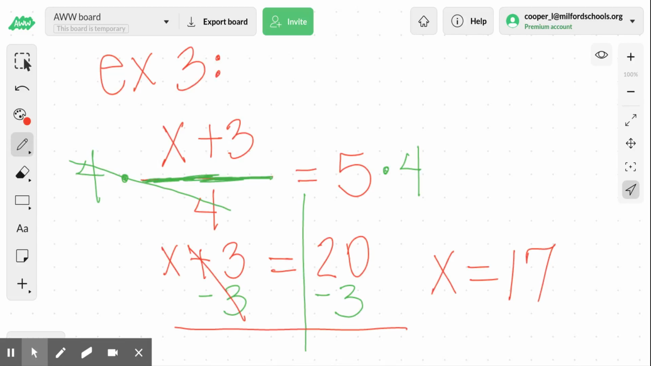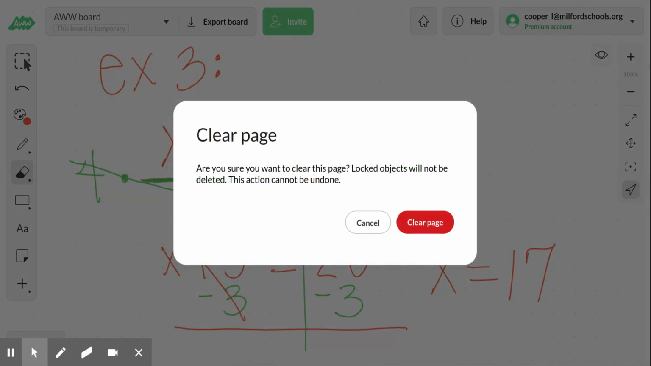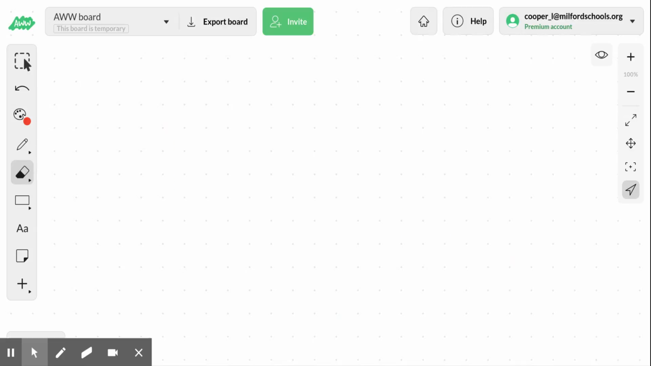So those are your 3 examples of things that you're probably going to see on a quiz or a test, or any in-class practice that we do. So the next thing I want you to do is on your piece of paper, and again, you're going to turn this in to us once you get back. I want you to do these 5 practice problems.